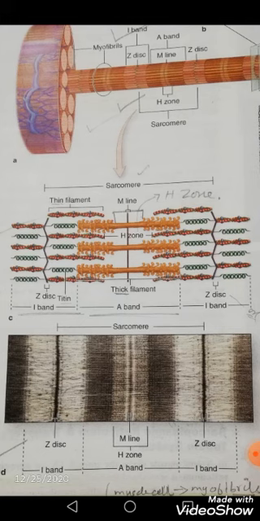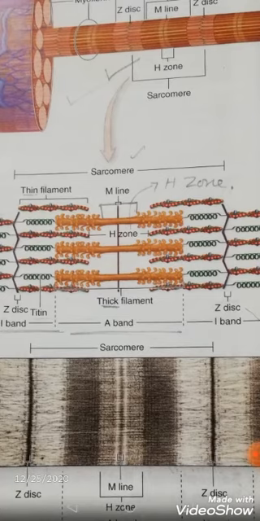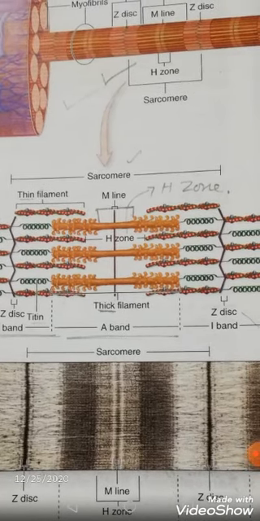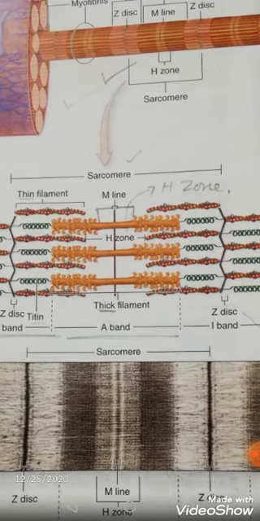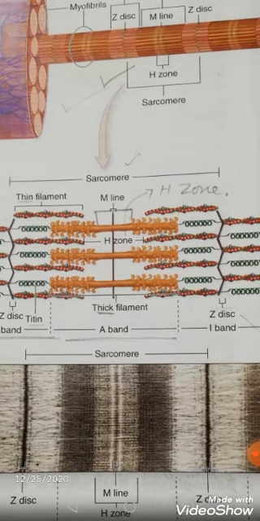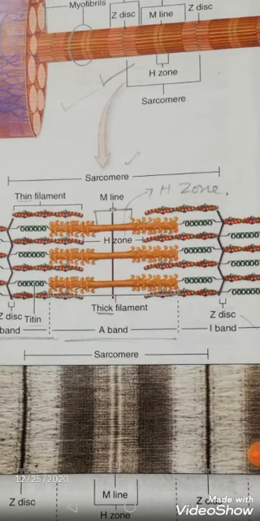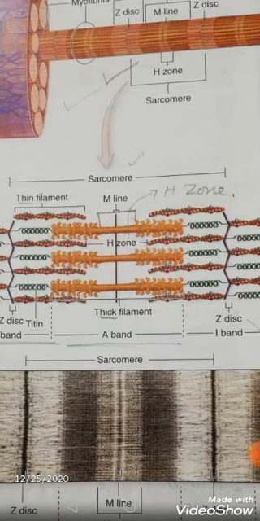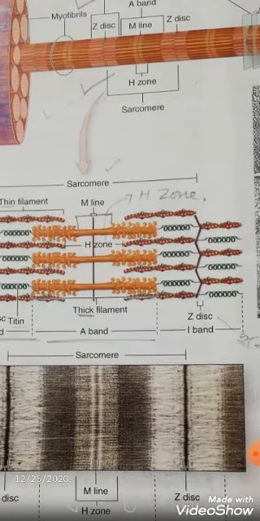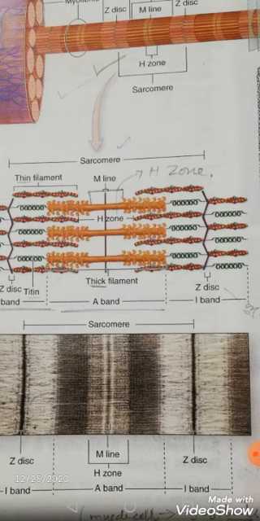And from one Z disc to the other Z disc, this is the extent of your sarcomere. In this, you are now looking at a thick filament in the center, and from each Z disc you can see that the thin filaments are running parallel to the thick filament, and again the A band you have seen in the very middle.